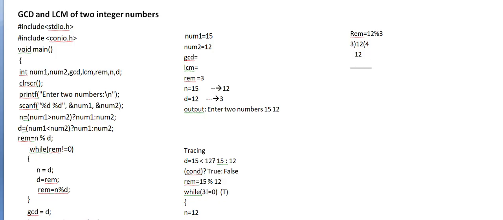Now the remainder becomes 0. So when the remainder becomes 0, after completion of this one, it again goes for the while loop. When it enters the while loop, while 0 is not equals to 0, in this condition it becomes false. Here the condition becomes false.